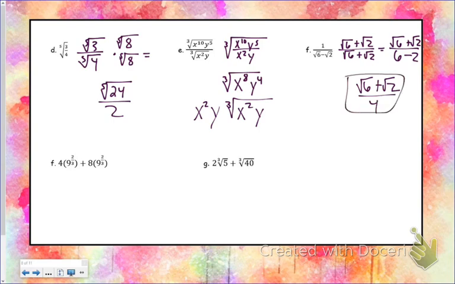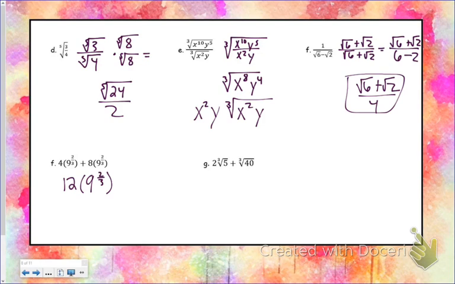All right, on F, those are the same bases and the same root, okay? So this is something similar to what we did at the very beginning when you had 3 square root of 10 plus 2 square root of 10. They were both square roots and they're the same number in the square root, so we could add them together. So this can become 12 times 9 to the 2/3, okay? Because I have 4 of them. I add 8 of them, I have a total of 12 of these 9 to the 2/3 powers.